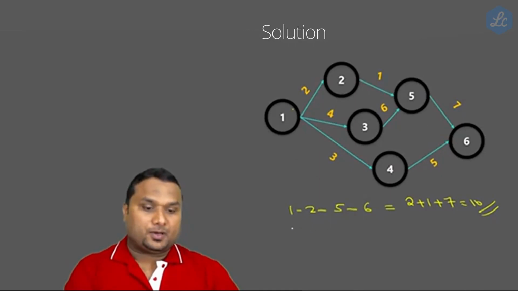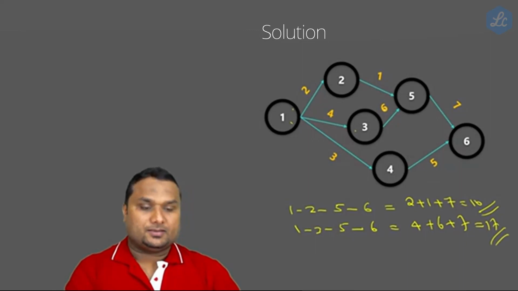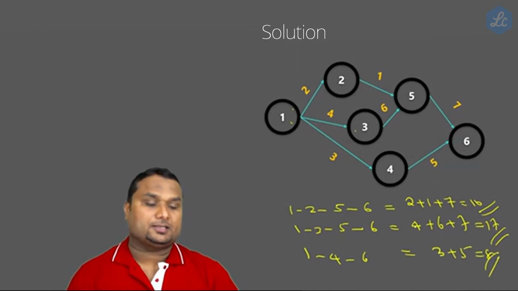And there is another path, which is 1 to 3, then 3 to 5, then after 5 it is 6, and the duration is 4 plus 6 plus 7, it is 17. And there is one more path, which is 1, 4, 6, which is 3 plus 5, which is 8.